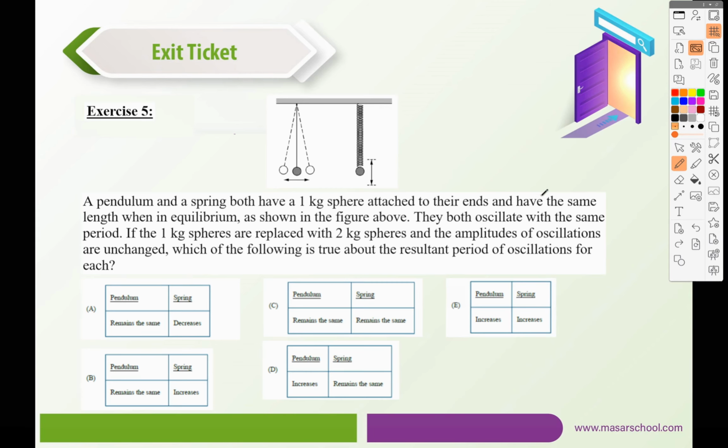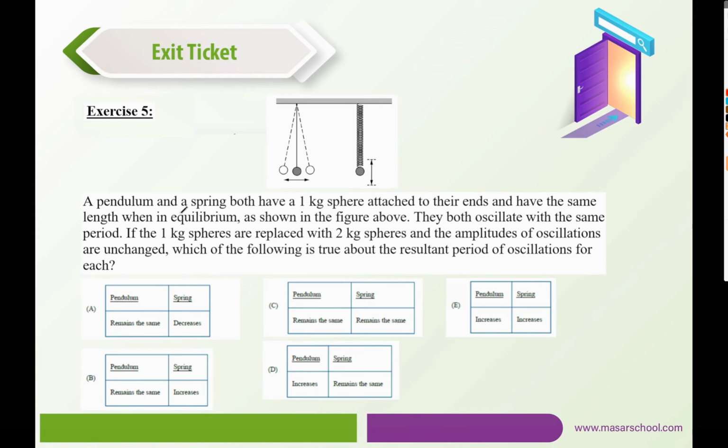And finally, exercise 5 as an exit ticket for today's video. A pendulum and spring both have 1 kg spheres attached to their ends and have the same length when in equilibrium as shown in the figure. They both oscillate with the same period. If the 1 kg spheres are replaced with 2 kg spheres and the amplitudes of the oscillations are unchanged.